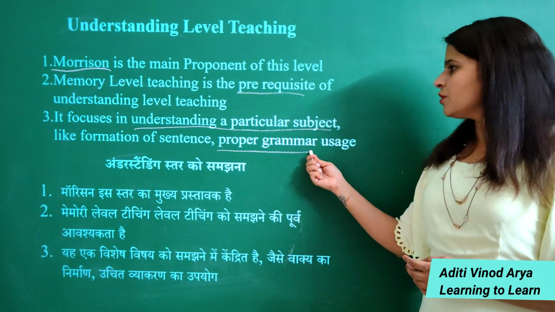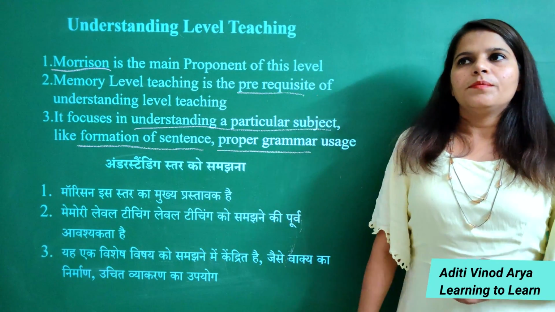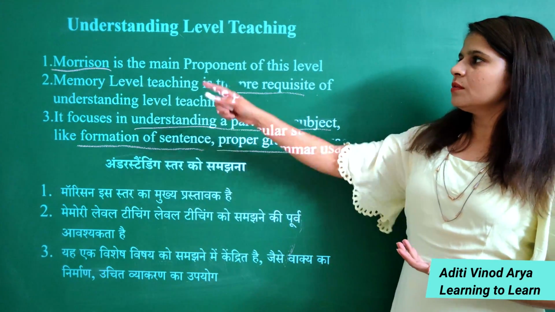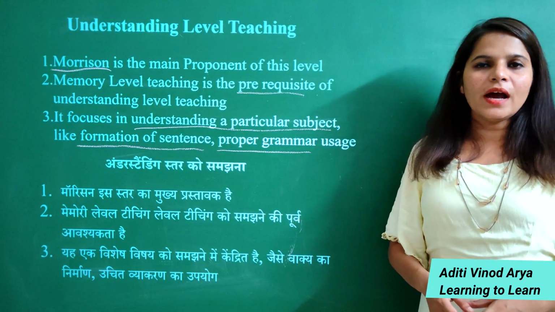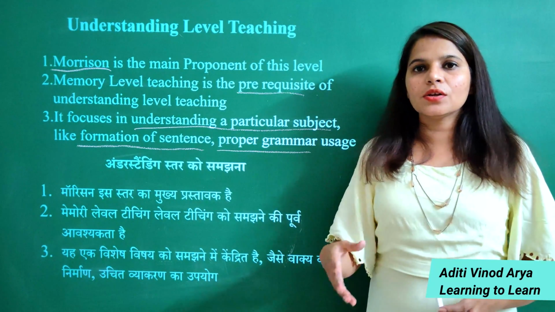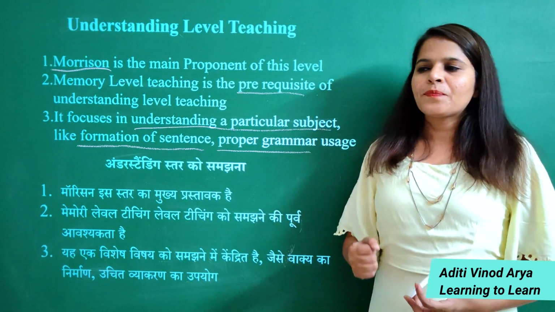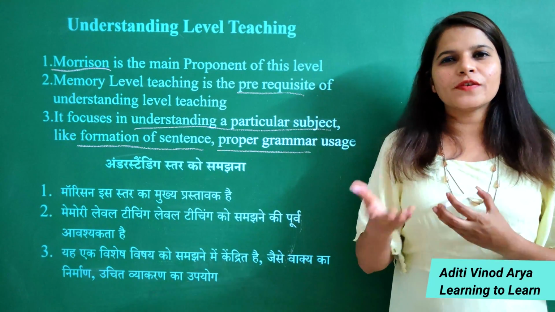So the key points you need to understand here is understanding level teaching. The main prominent of this was Morrison sir, first thing. Second thing, it can be done only after one has completed the memory level teaching. Third, it includes making logic out of things, understanding the stuff, and understanding grammar, mastery of a subject.